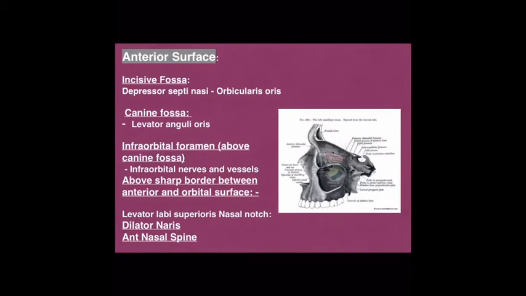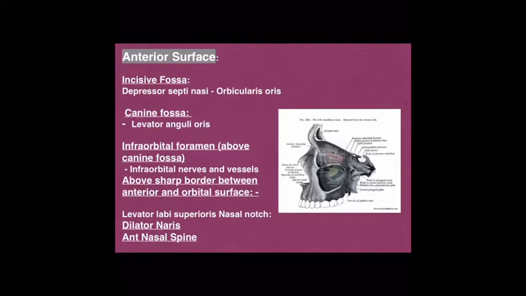راح نبدأ بالبادي. بالنسبة للبادي إلى قلنا surface فراح نبدأ بالانتيريور surface اللي هو مكون من incisor fossa, orbicularis oris, والكيناين fossa اللي هي levator anguli oris والinfraorbital foramen هي above canine fossa والinfraorbital nerves and vessels above sharp border between anterior and orbital surface يعني فوق الحدود الحادة بين السطح الأمامي والمداري.